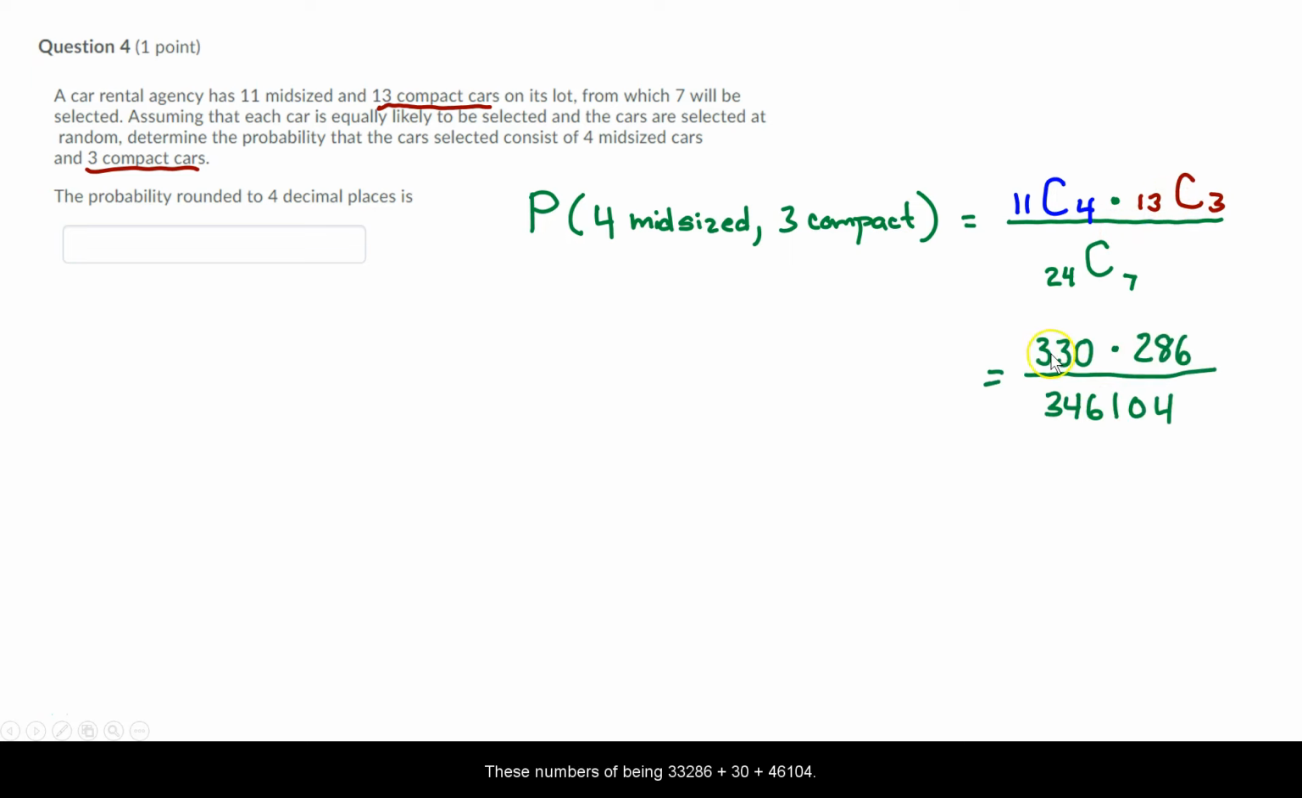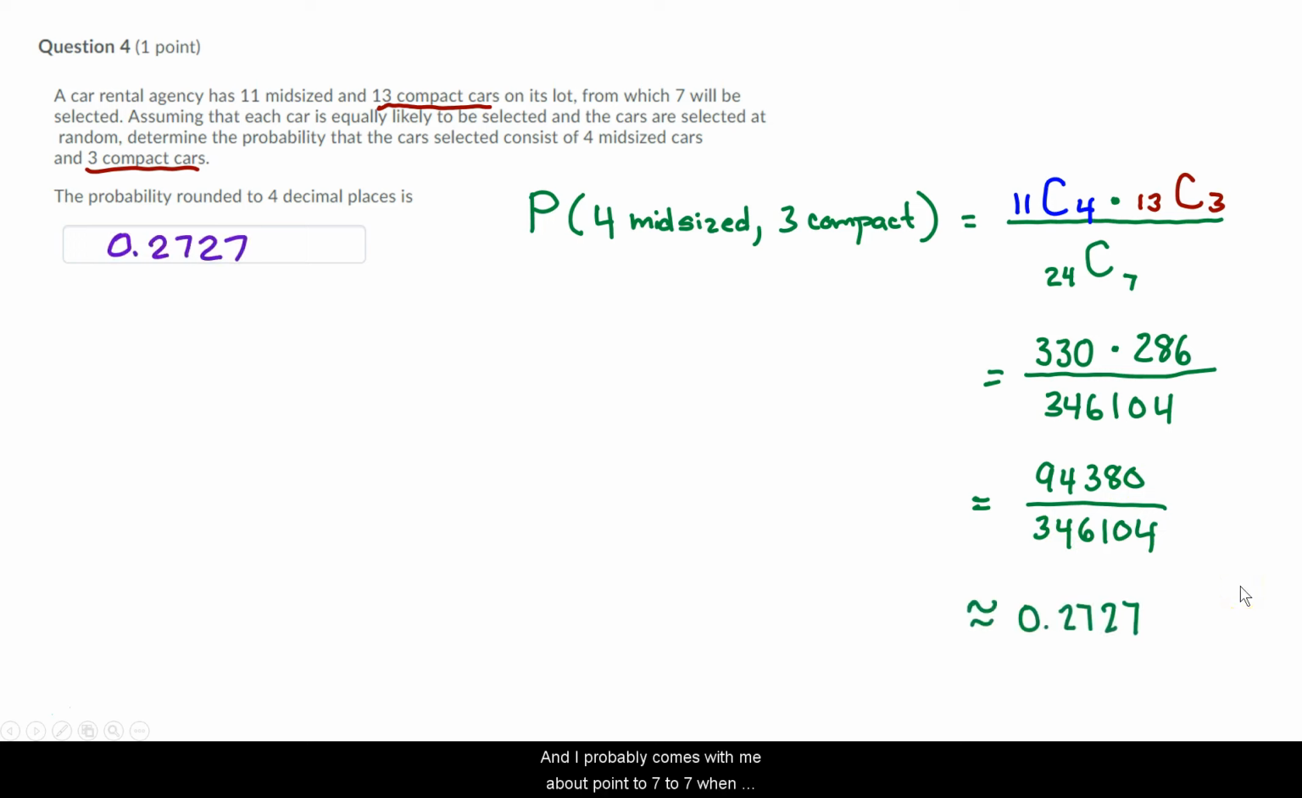These numbers end up being 330, 286, and 346,104. When I multiply these together, I get 94,380 over 346,104. And that probably comes out to be about 0.2727 when you round to 4 decimal places.